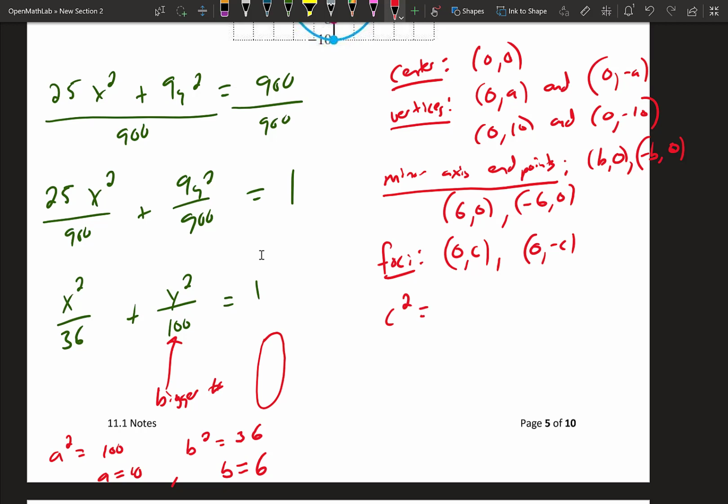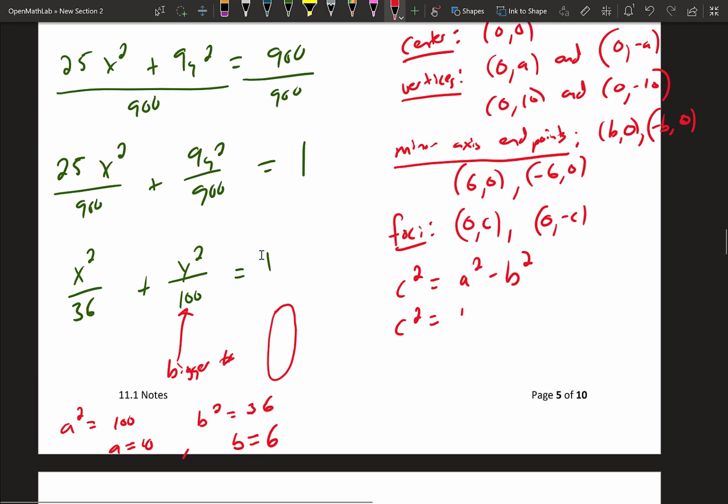So we have c squared equals a squared minus b squared. We have this equation to help solve for c. So c squared is equal to 100 minus 36, which is equal to 64. So that tells me c would be the square root of 64, which is 8. Right? So that would be at the point 0, 8 and 0, negative 8.